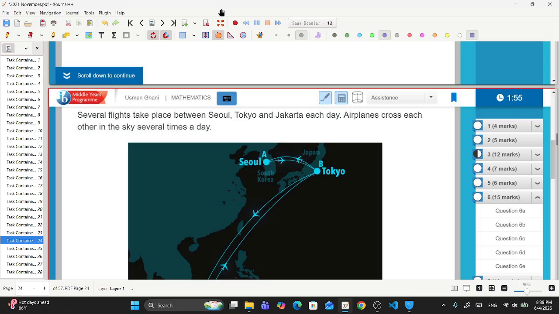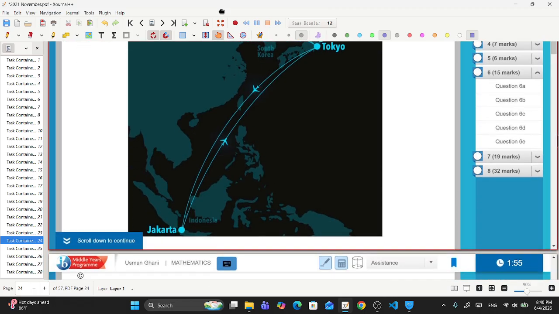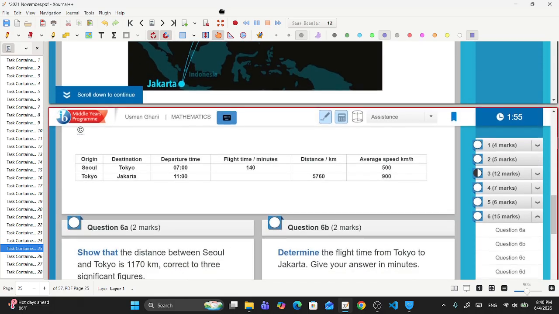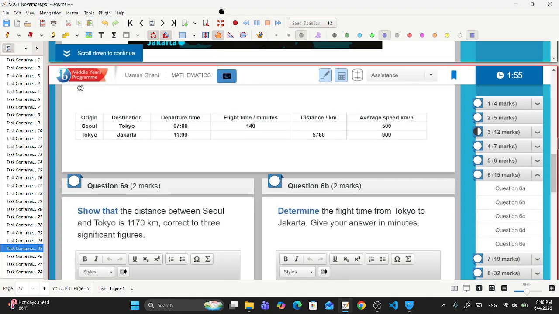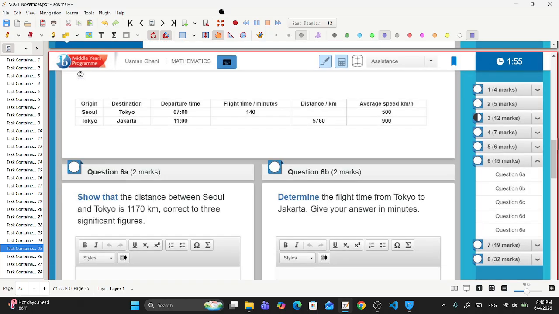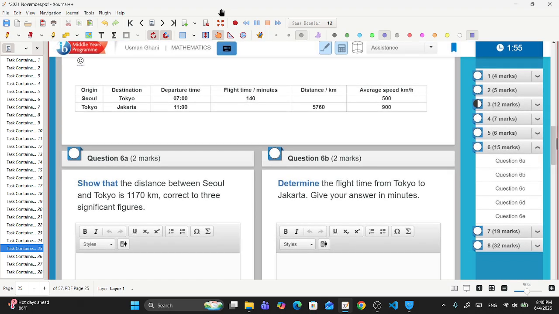Several flights take place between Seoul, Tokyo, and Jakarta each day. Airplanes cross each other in the sky several times a day. Show that the distance between Seoul and Tokyo is 1170 kilometers, correct to three significant figures.